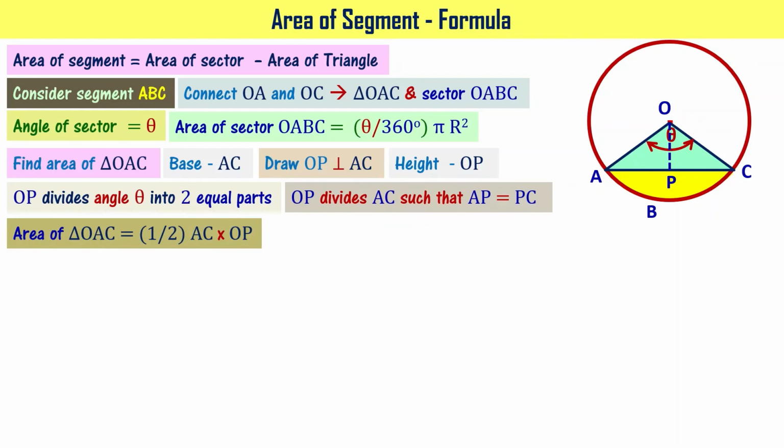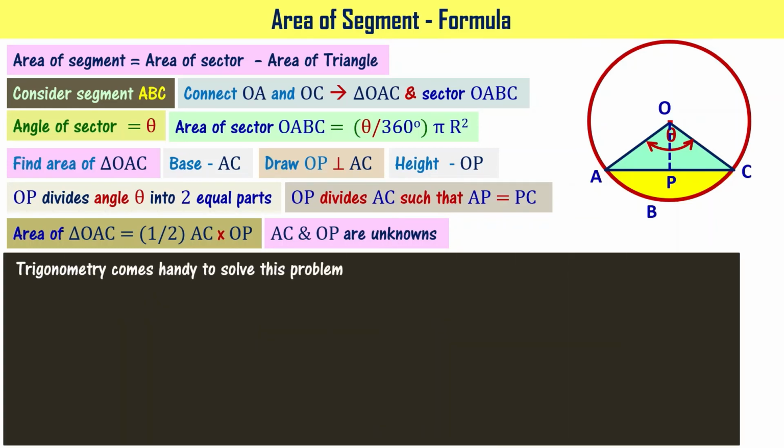Once you have that, we can write area of triangle OAC as half AC times OP, right? Unfortunately, we don't know the value of AC and OP here, right? What we know is the value of OA and the length of OC, those are equal to the radius of the circle, right? In such a scenario, trigonometry comes in handy to solve such problems.